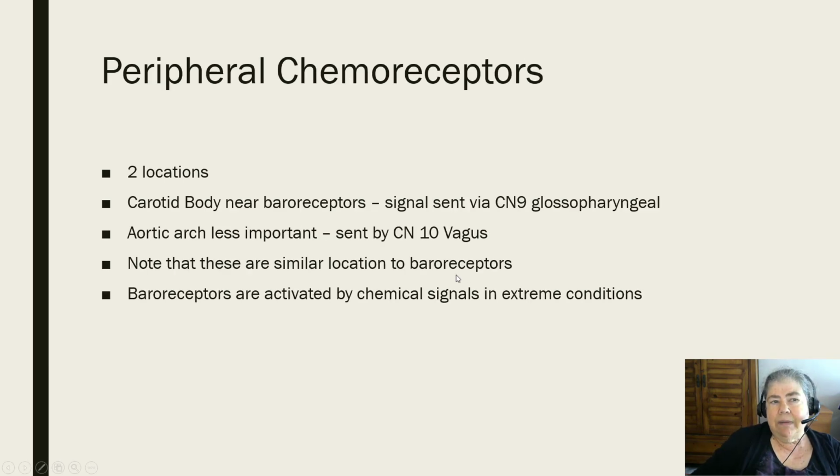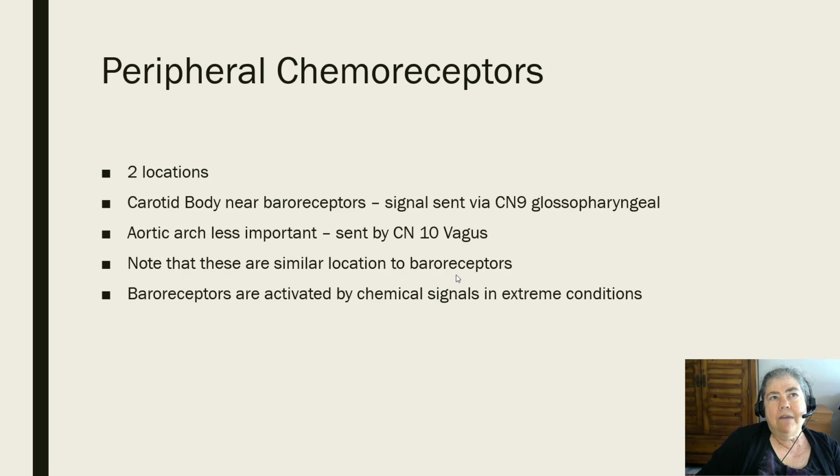We're going to talk a little bit about the peripheral chemoreceptors. So remember that some of them are in the carotid body, near the baroreceptors. Those ones send their signals through the ninth cranial nerve, the glossopharyngeal nerve. There are also peripheral chemoreceptors in the aortic arch, also near baroreceptors. Those signals are sent by the 10th cranial nerve, the vagus nerve. So similar locations to baroreceptors.